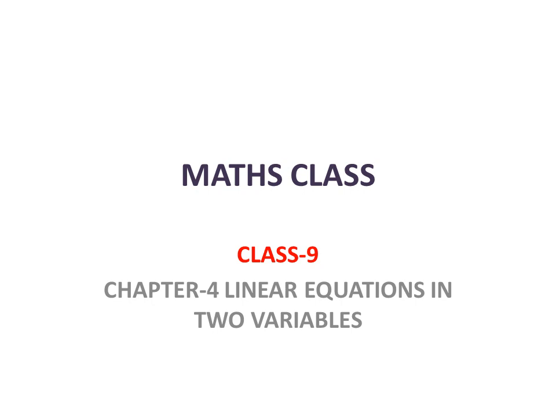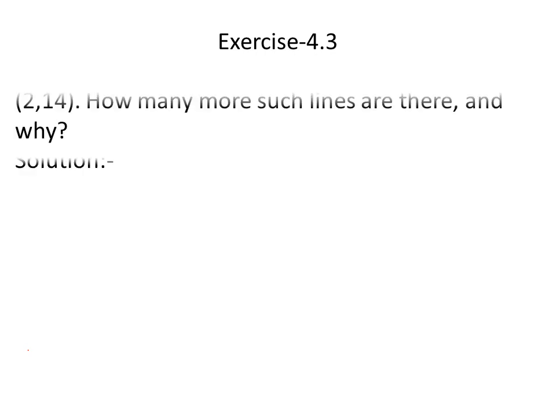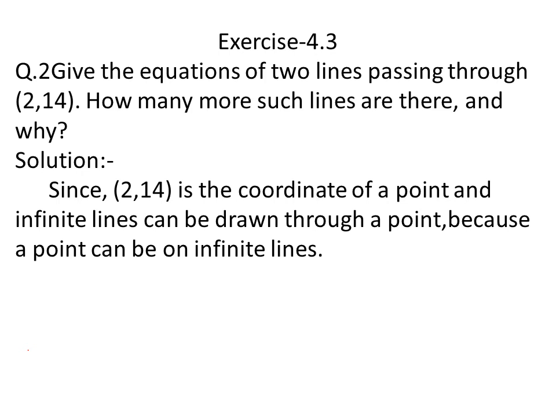We were doing chapter 4, that is linear equations in two variables. We had already done exercise 4.1. We will do exercise 4.3, question number 2. What is our question? Give the equations of two lines passing through the point (2, 14). How many more such lines are there and why?